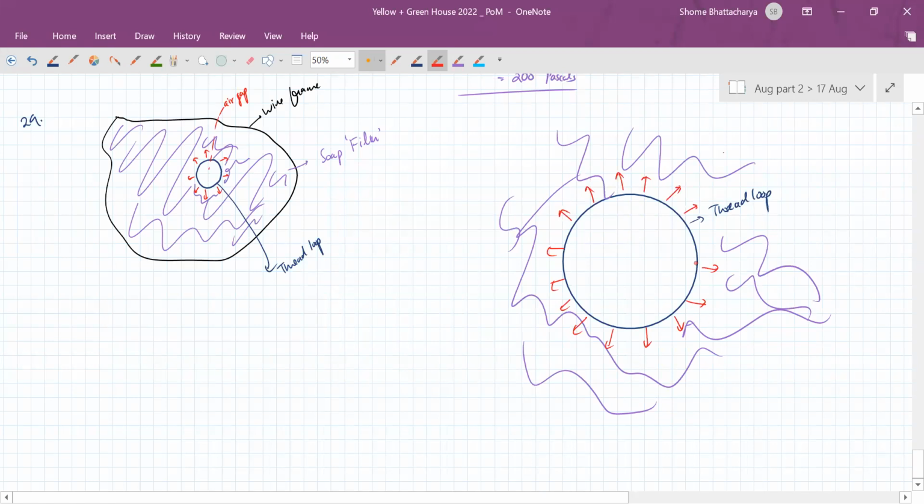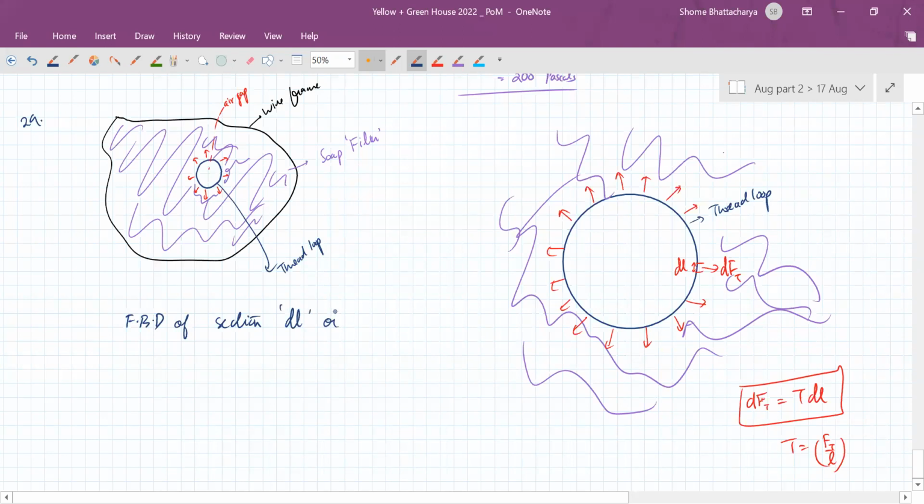So if you consider a sectional length dl like this, you'll experience a force due to surface tension that is equal to how much? It is surface tension into dl, because that is how surface tension is defined. No? It is tangential force per unit length. So now next thing we'll do is make a free body diagram of that small section of length dl, the FBD of a section dl of the circular ring. Okay, the thread loop basically.